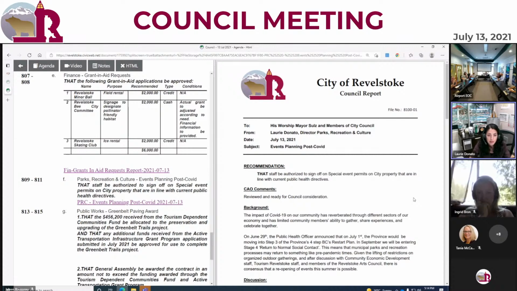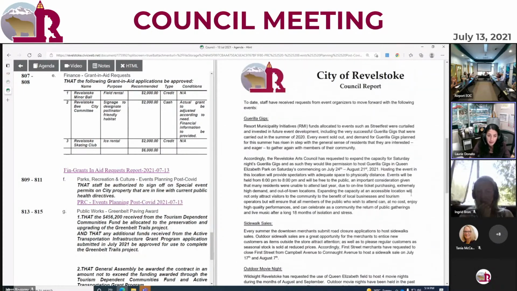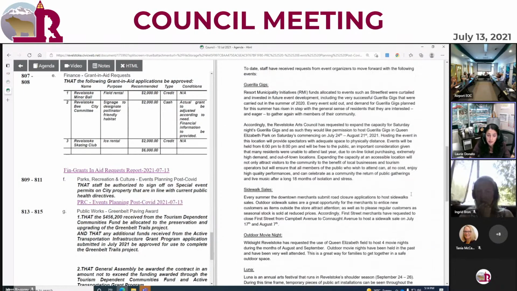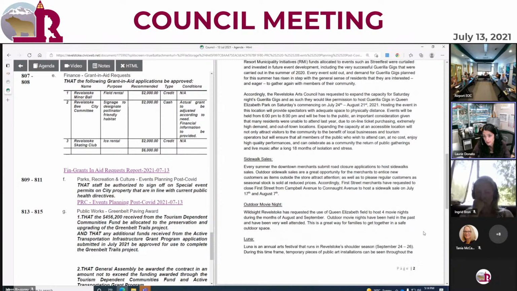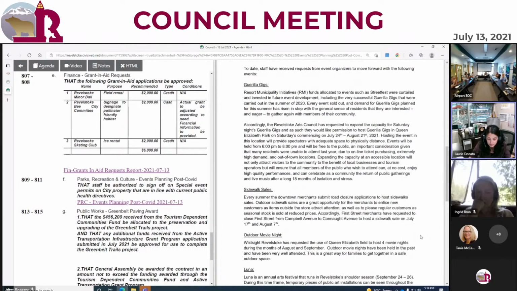planning. To put it all in context, I have received some special event applications from event organizers such as the Revelstoke Arts Council for Guerrilla Gigs and the Luna event. Some merchants in the downtown area for sidewalk sales. And then Wild Site Revelstoke has put in a request for an outdoor movie night at Queen Elizabeth Park. All of these events are permissible under the new guidelines on events and gatherings, and they can all be managed in the locations that have been requested.